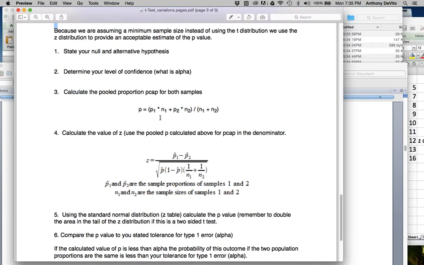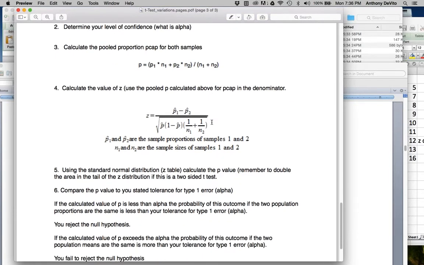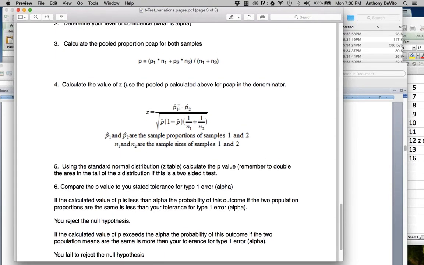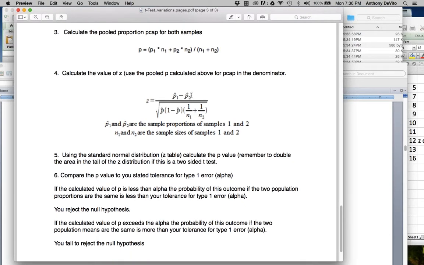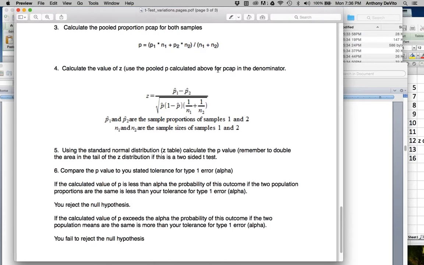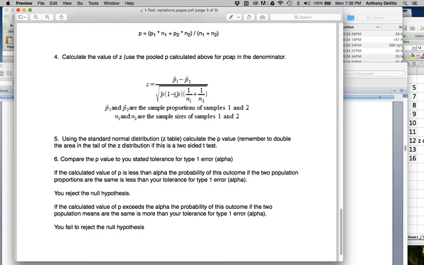In this case, we're going to calculate a pooled proportion for both samples. And how are we going to calculate that? It's going to be equal to the proportion for group 1 times the sample size of group 1, plus the proportion for group 2 times the sample size of group 2, divided by the total sample size for both groups. Basically an average proportion for those two groups. And then how are we going to use that? p cap is the proportion for that particular group. Our z-score is going to be equal to our... use the pooled p calculated above for p cap in the denominator. Yeah, that should say p cap there, not pooled p.